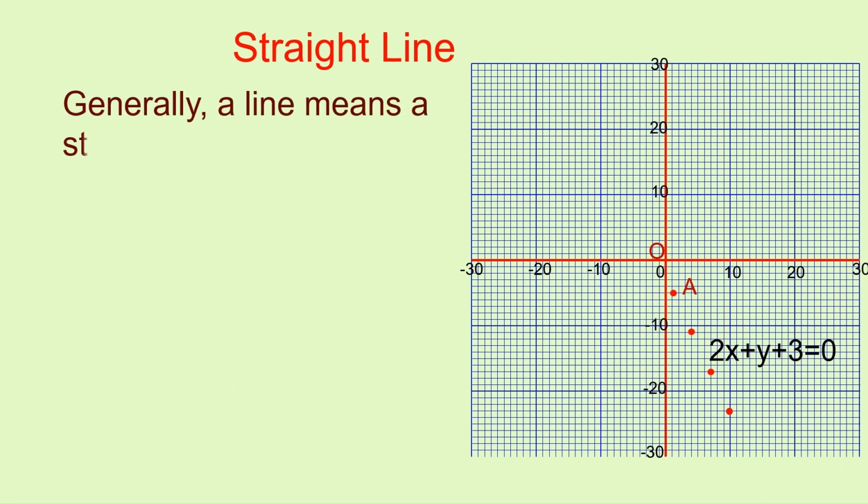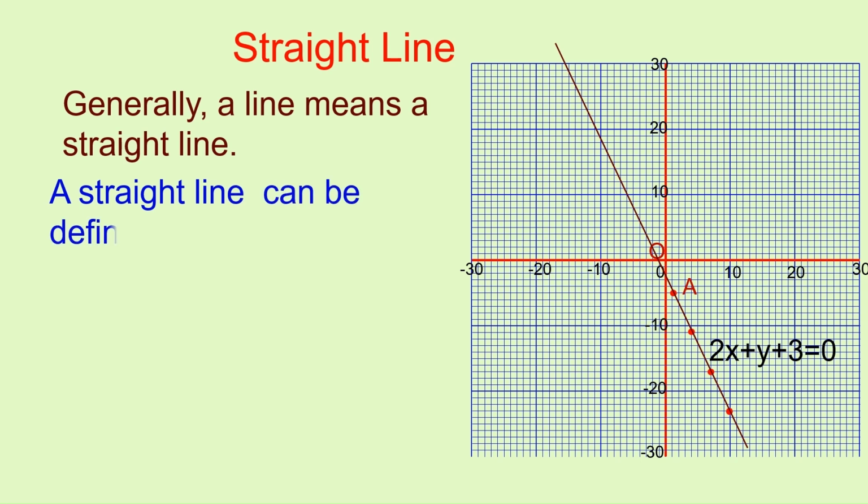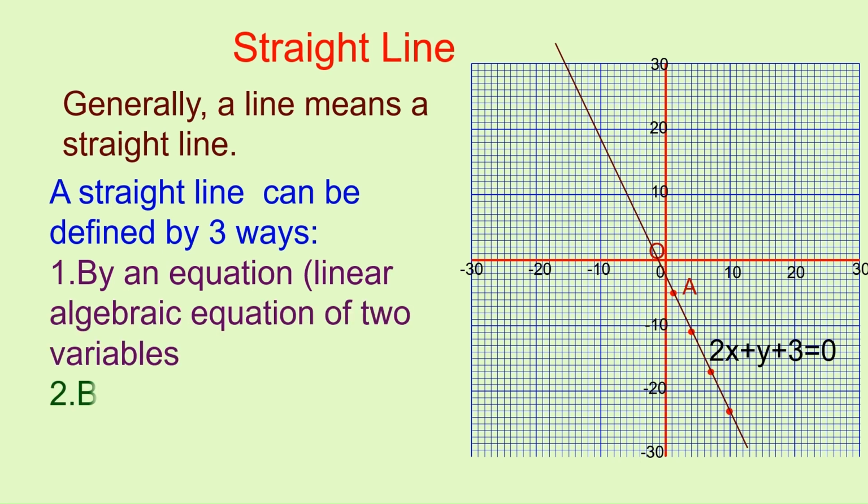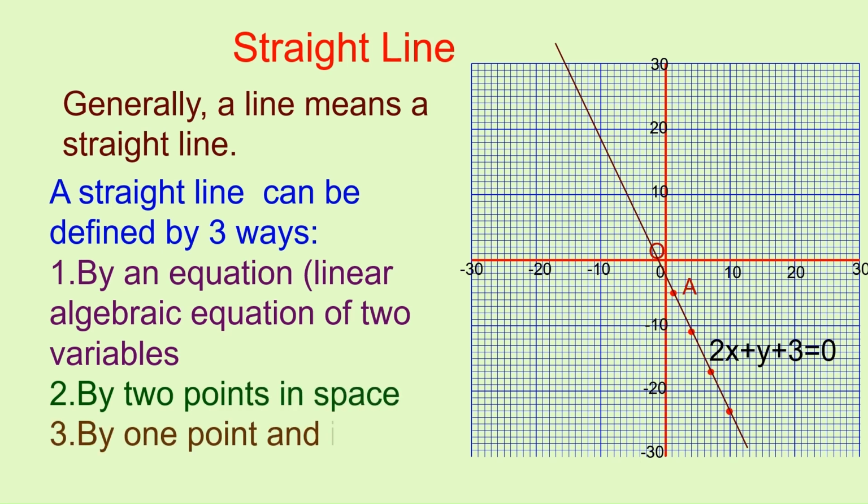Straight line. We generally refer to a line as meaning a straight line. A straight line can be defined in 3 ways. Number 1, by an equation: a linear algebraic equation of 2 variables. Number 2, by 2 points in space. Number 3, by 1 point and its slope.